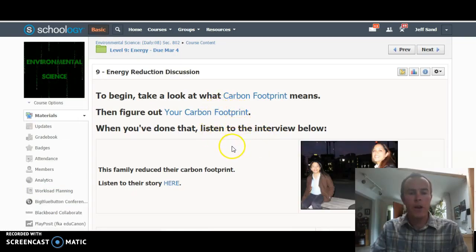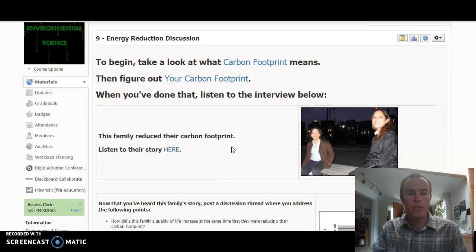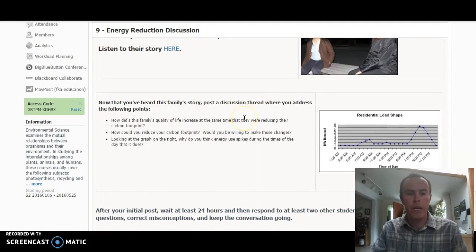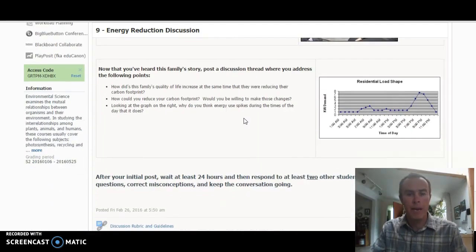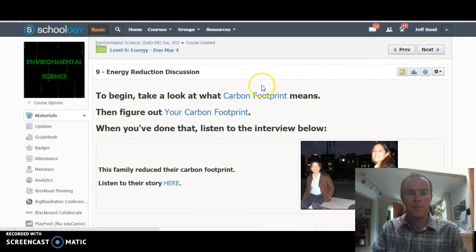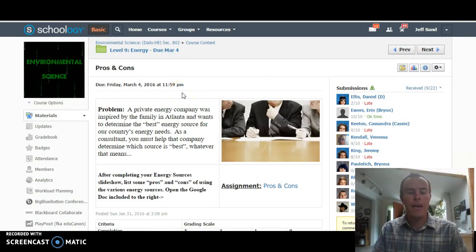Here's a discussion where we look at, what is carbon footprint? Students calculate that for their own lives, and then they listen to a family story about how they've limited their impact and increased their quality of life in the meantime. And then the students discuss. And then students basically create a pro and con list of the different types of energy, and they present it as though they are a consultant for a big company that's trying to determine which energy source to invest in.